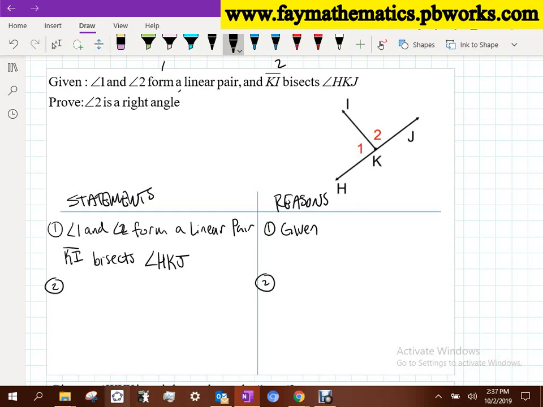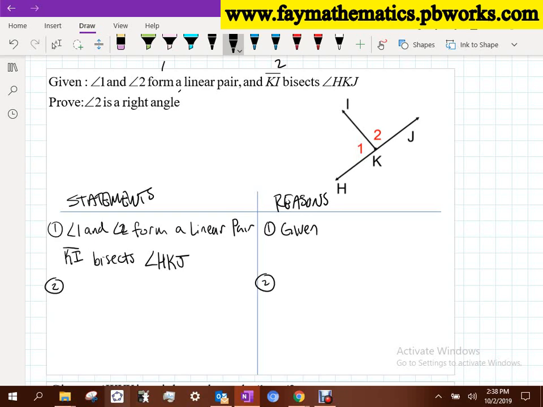We don't know what bisects means. Nobody has notes that they could search through and say, I know what bisects means because my notes say this. We have two equal parts, right? Okay. So when we bisect angle HKJ, we're bisecting it into two equal parts.